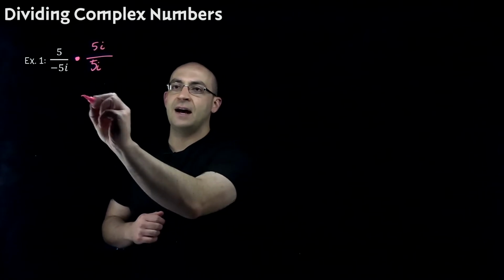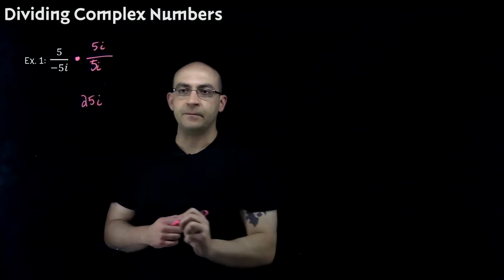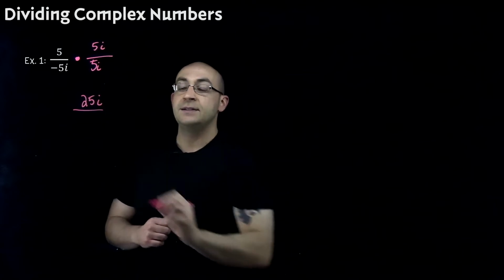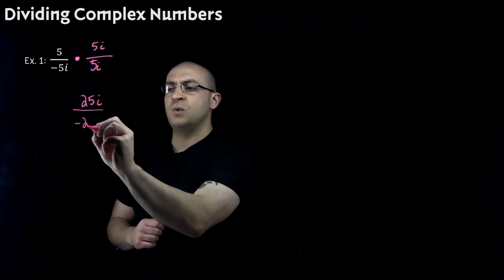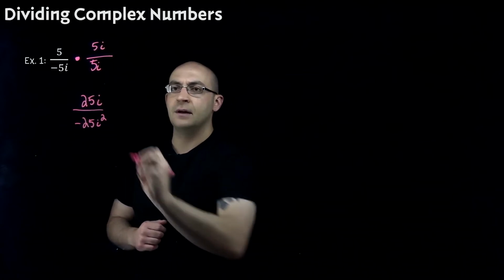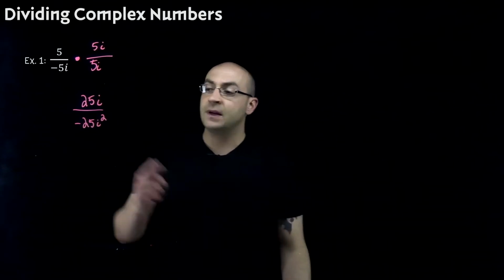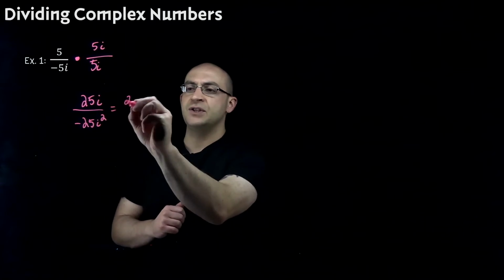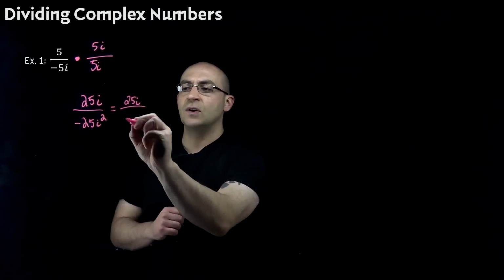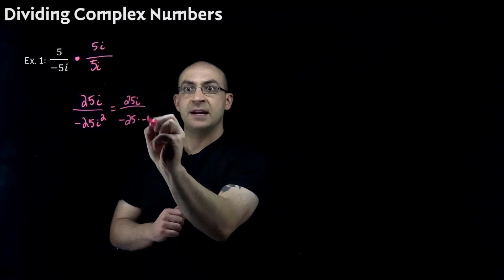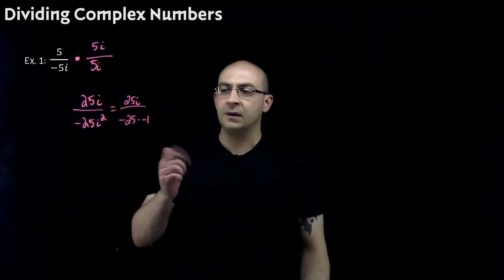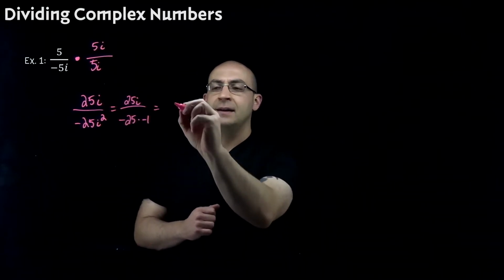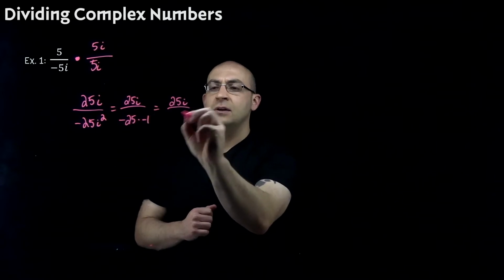5 times 5i is 25i. Negative 5i times 5i is negative 25i squared. But remember from a previous video, i squared is actually negative 1. So what we have here is 25i over negative 25 times negative 1. Again, we're going to simplify, and the denominator is going to be 25.